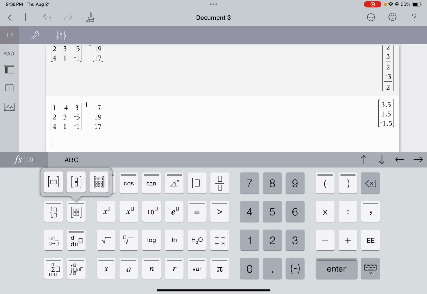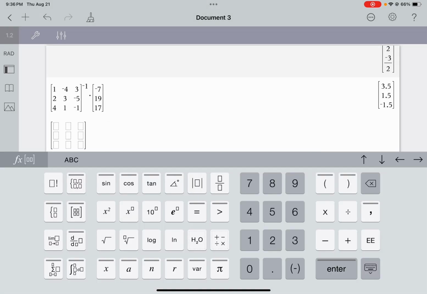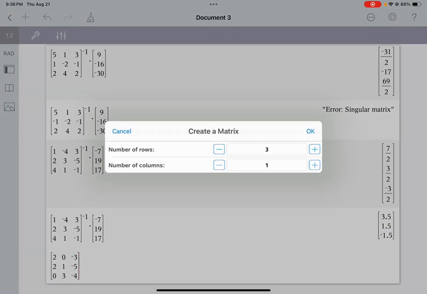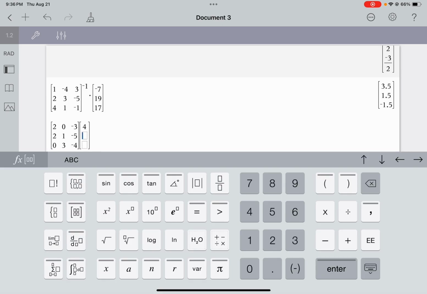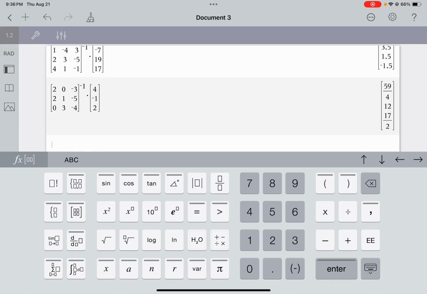Okay, all we got to do is type it in. So we have a 3 by 3. We have a 3 by 1. And what did I forget? Can you find the mistake? Forgot to do A inverse. So I'm going to go over until my cursor's in the middle. I'm going to hit that exponent button, do that -1 for A inverse, press enter.